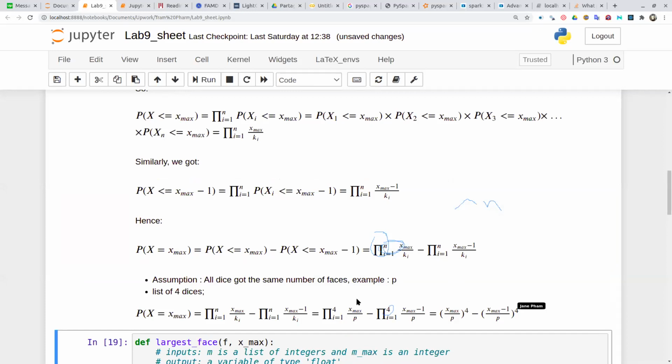Yeah, it's the same. This one, it is x max divided by p times the same thing 4 times. Oh, okay, yes. So if it's a for loop, then okay, that is equal. Oh, okay, I see now. Okay, I got it. Let me go back to my notebook, then we can continue.